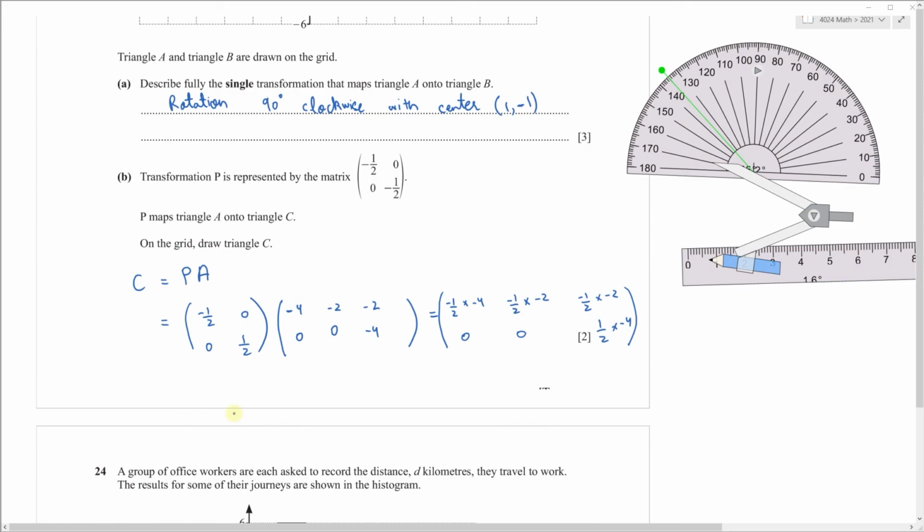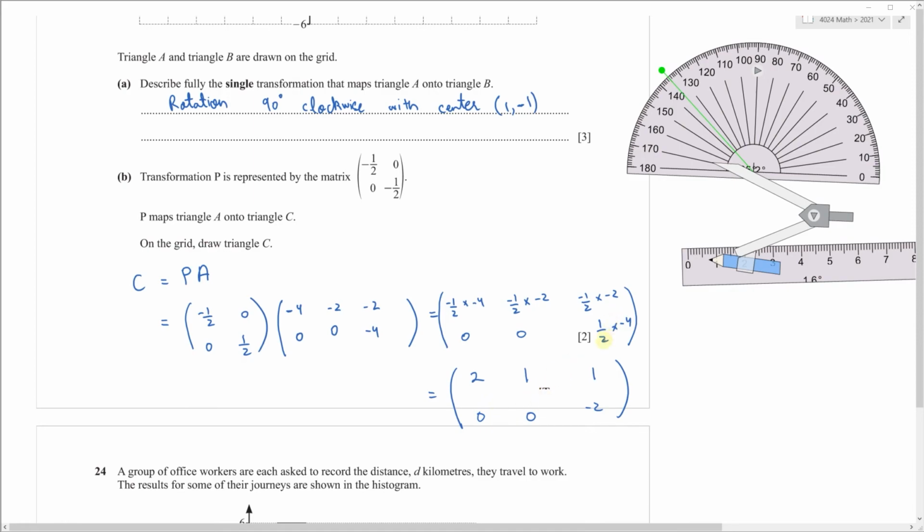So let me write it down here. So minus 1 by 2 times minus 4 is, minus minus cancels out. 2 ones are 2, 2 twos are 4. So this is 2. Minus 1 by 2 into minus 2, minus minus cancel out. 2 times 1, 2 times 1. So this is 1. And this is also 1. This is 0, 0. 1 by 2 into minus 4 is minus 2. I think I might have made a mistake somewhere here.